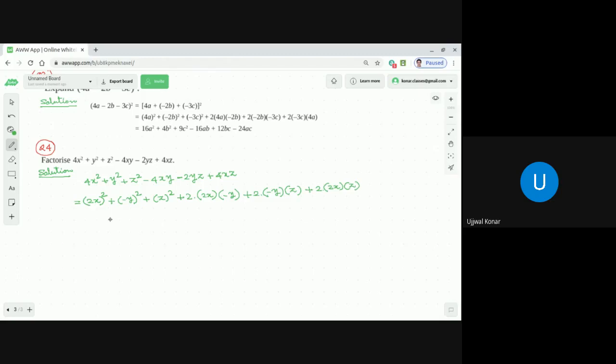So now if you recall the formula, a plus b plus c whole square is equal to a square plus b square plus c square plus 2ab plus 2bc plus 2ca, we can write this as 2x minus y plus z whole square, that is equal to 2x minus y plus z into 2x minus y plus z. Correct, no, dear students? All of you got it, I hope.